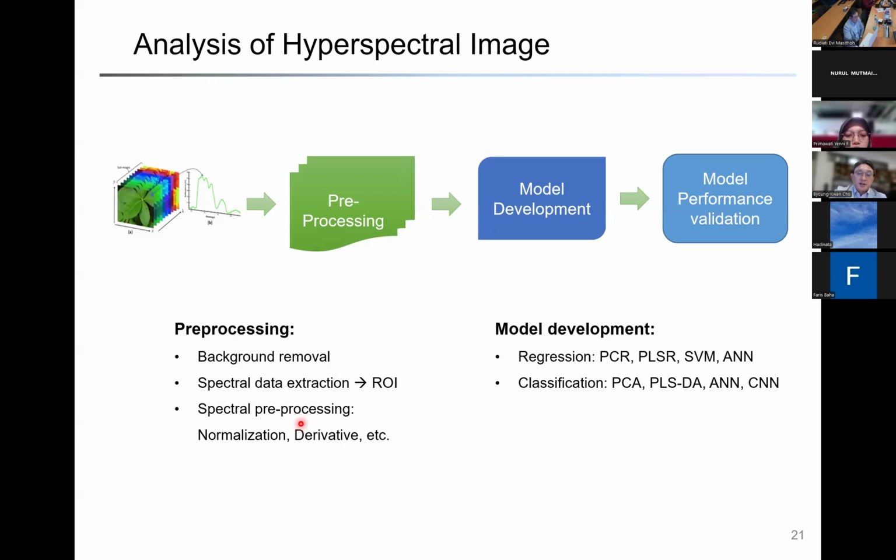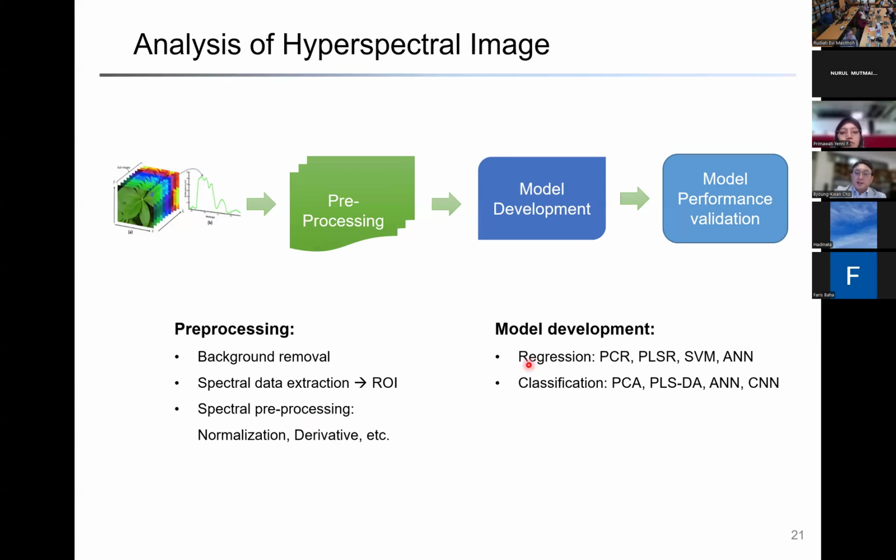But why do we need the preprocessing? Because spectral measurement is affected by the environment, also the sample condition, etc. So we need to minimize the unwanted influence. Okay? That's why we need spectral preprocessing. There are many methodologies, like normalization, derivative, etc. I will talk about it later.